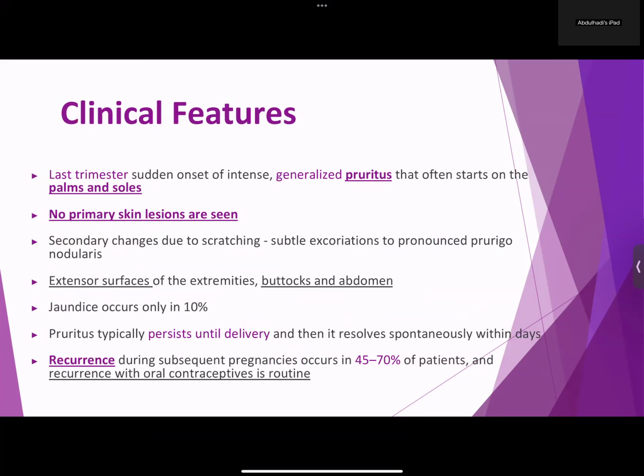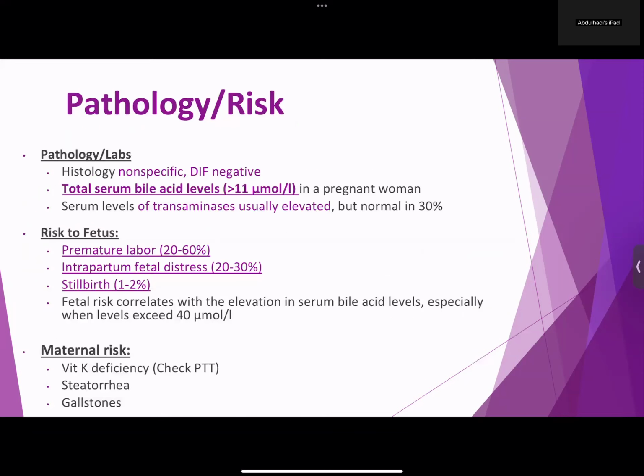So typically, they present with very generalized pruritus, mostly on palms and soles with no primary lesions. And again, they can have jaundice in 10%, it persists even after delivery, and usually recurrence happens with subsequent pregnancy in 45 to 70% of the patients. And even with OCPs, it can happen. By the way, even bullous pemphigoid, the autoimmune one, can happen with the menstrual cycle, with OCPs, and with subsequent pregnancies. We'll see that in the table.